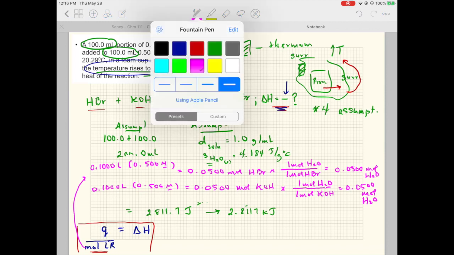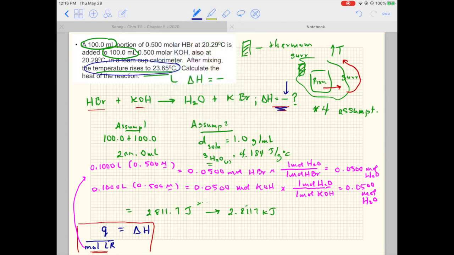So in this last step, in order to get from Q to delta H, that means I'm going to take my 2.8117 kilojoules, and I'm going to divide it by the moles of my limiting reactant, which I just found were 0.0500 moles, and that value is going to get me to my delta H.